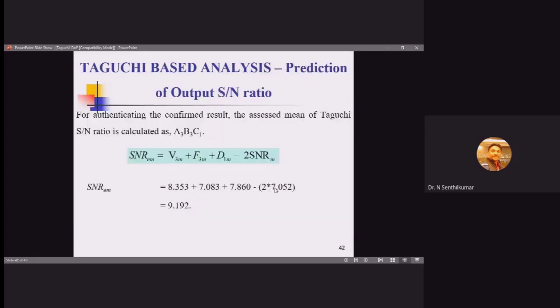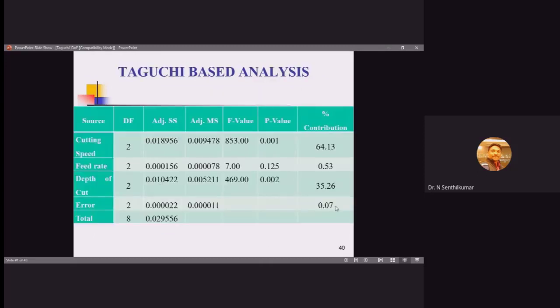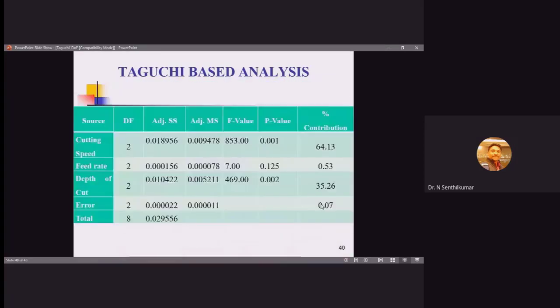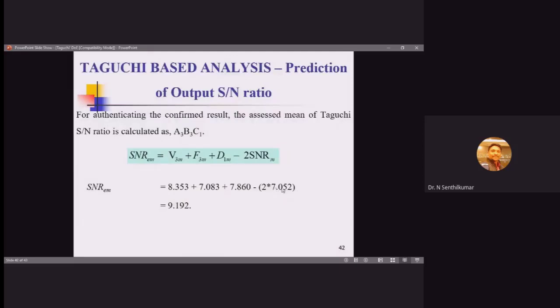Okay, minus 2 into this 7.052, which is nothing but this value, 63.468, divided by 9. That will be this value. Put together, this is 9.192. This is the predicted surface value, the higher value here.